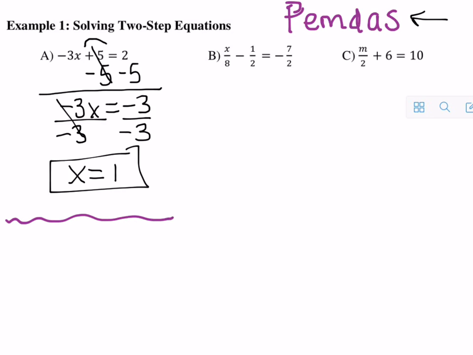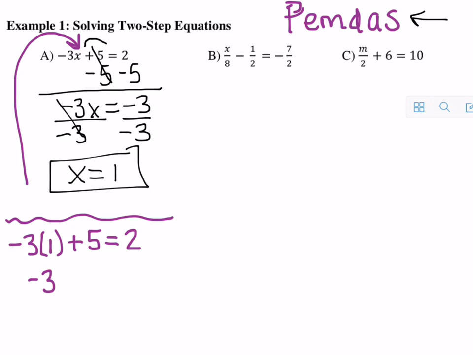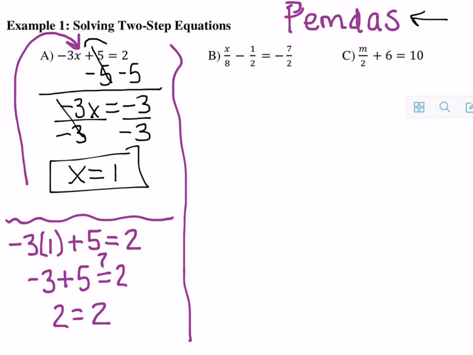Again, just like we did in the past, if you wanted to, which I'm not going to require you to do for a lot of them, but I know on your PSSA or other things, they may have you check to make sure it's a valid solution. So you would take your 1, plug it back in where you see the x. So we have negative 3 times 1 is negative 3 plus 5. Does that equal 2? Hey, it does. Would you look at that? That means that you did your work properly and you found the solution to that equation.